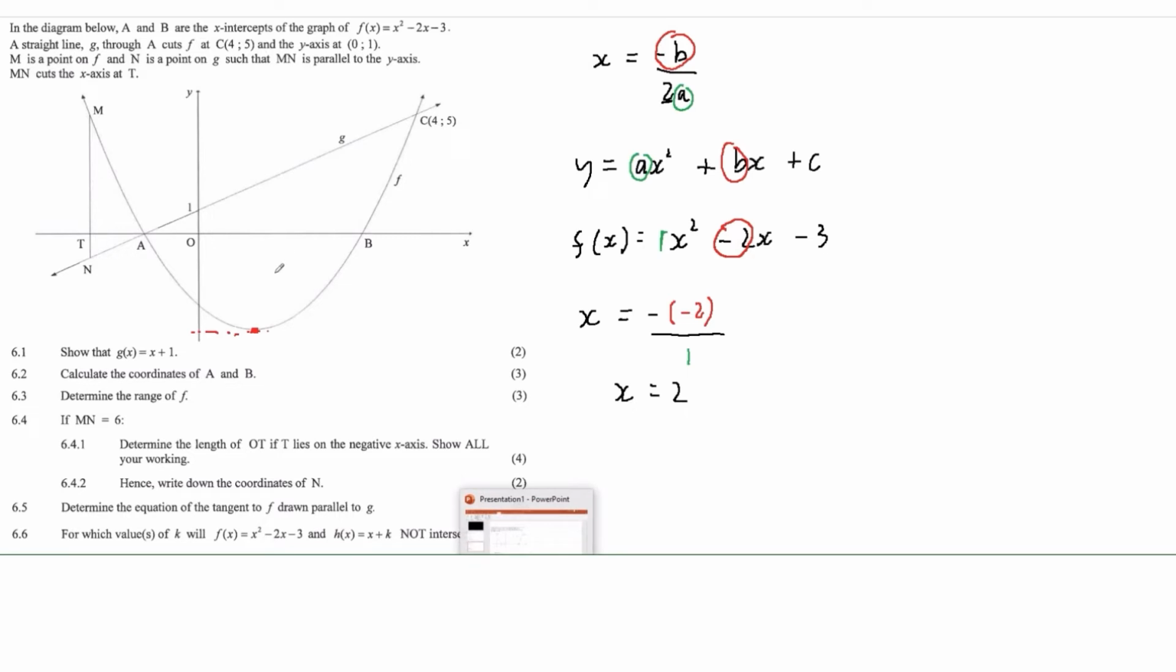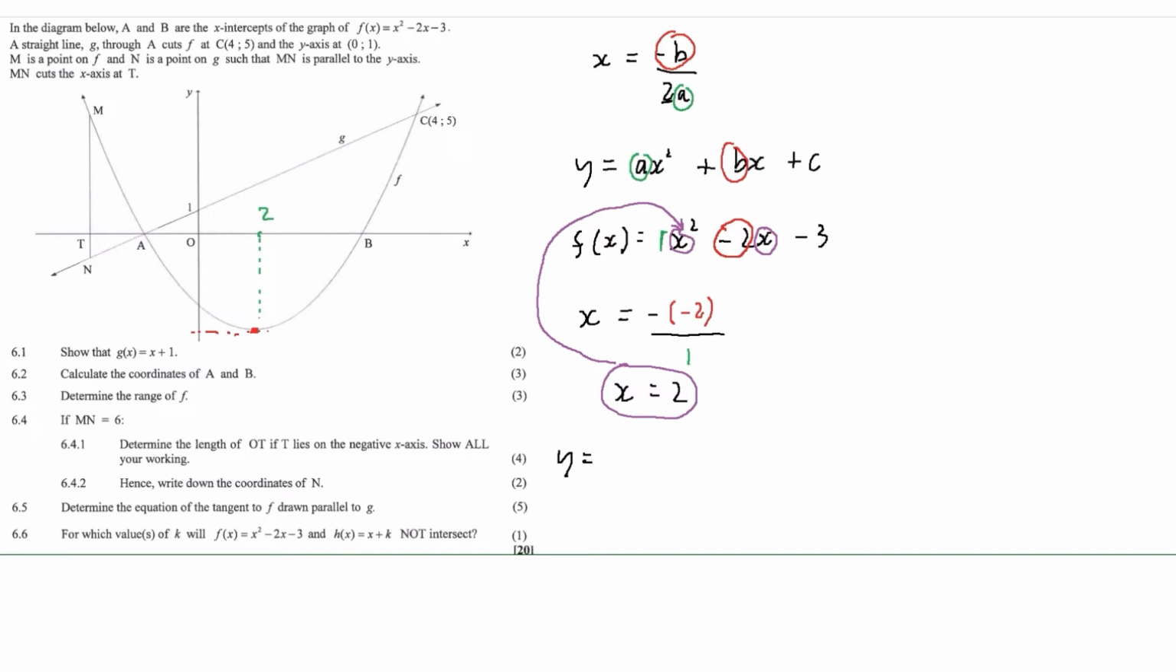So now we know what our x coordinate of our turning point is. It's positive 2. Now to work out our y coordinate, we can take this value and substitute it into our original equation for f of x, now that we know an x value, and we can solve for y.